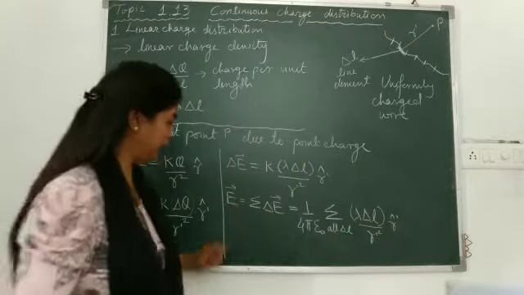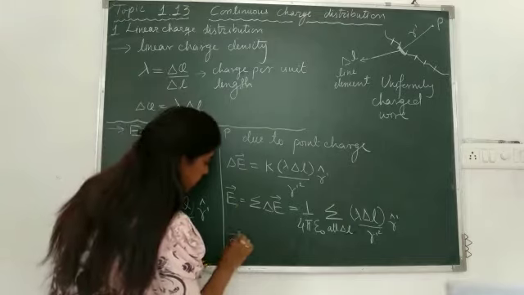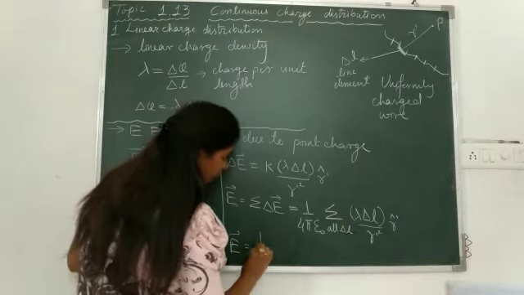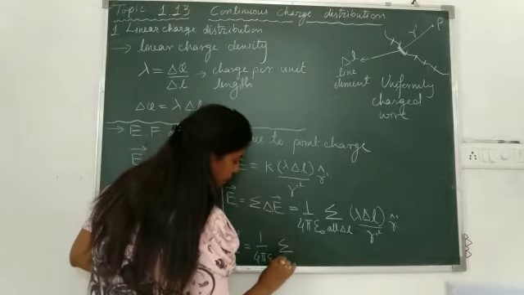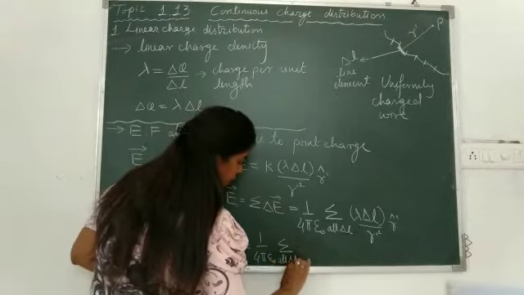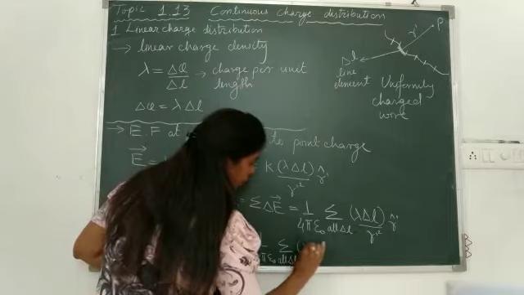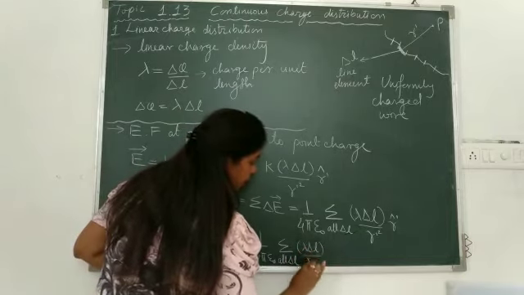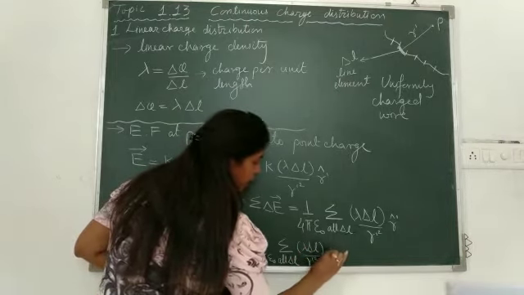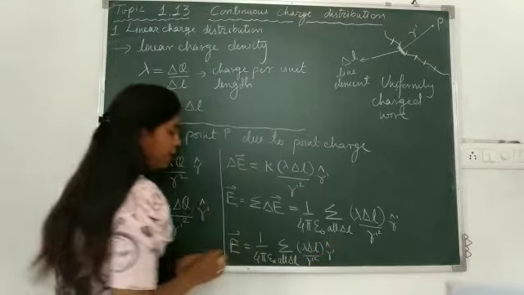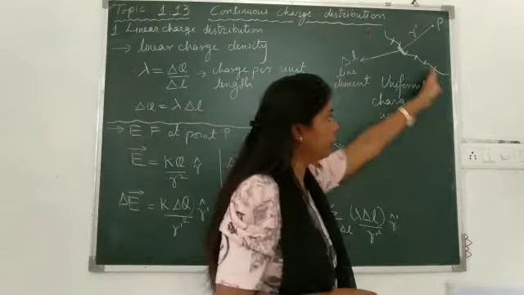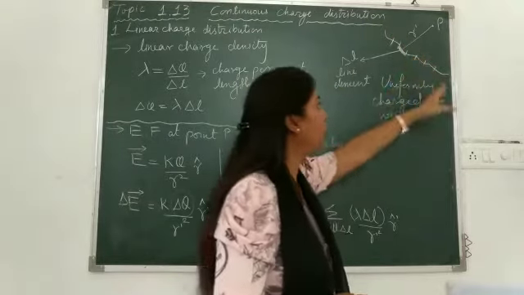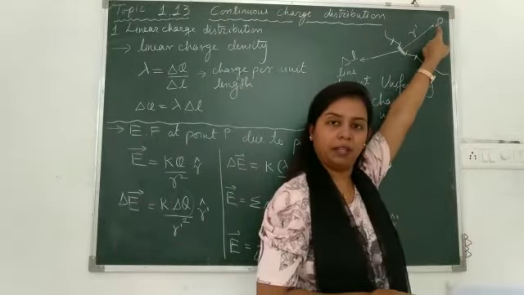So this electric field is equal to lambda delta L upon R dash square into R dash cap. So this is the total electric field because of this whole wire at point P.